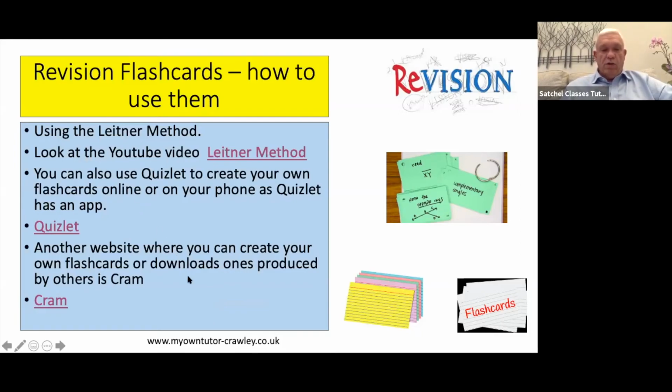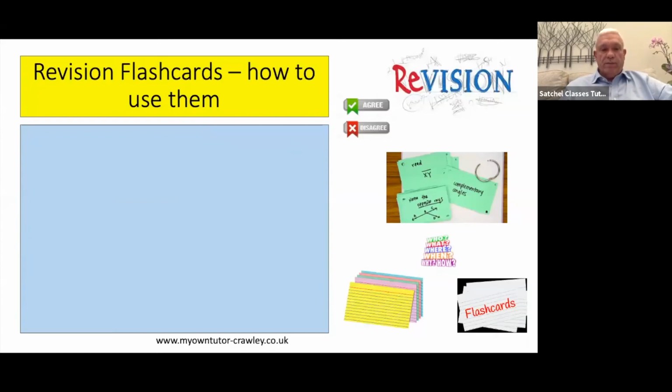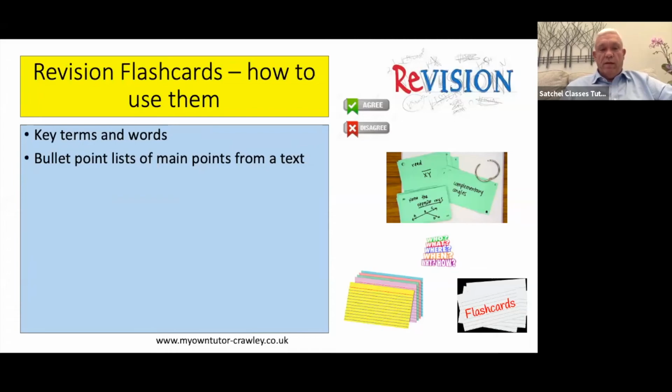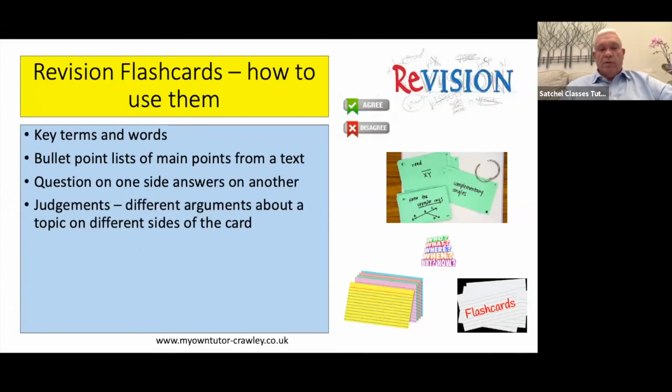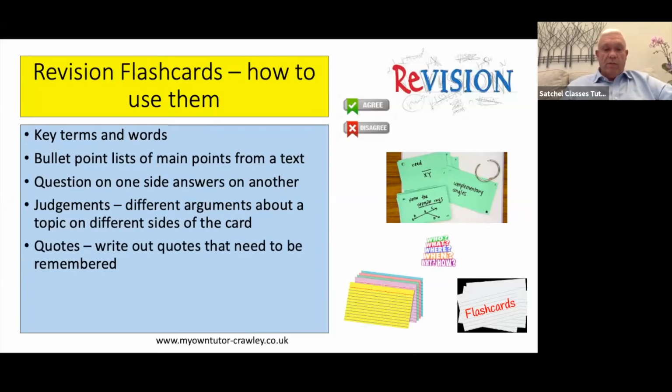If you email me on my website, I can send you this PowerPoint if you want. It's got all the links to it. Keywords and terms you can use, bullet points, a list of main points from a text as well. Question on one side, answers on the other. Judgments, different arguments about a topic on different sides of your cards as well. Quotes, maybe write out some quotes that need to be remembered. What, where, when, and who type of questions. Who did this? When did this happen? Put the answer on the other side.